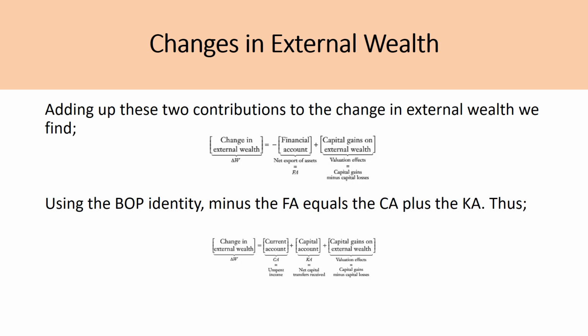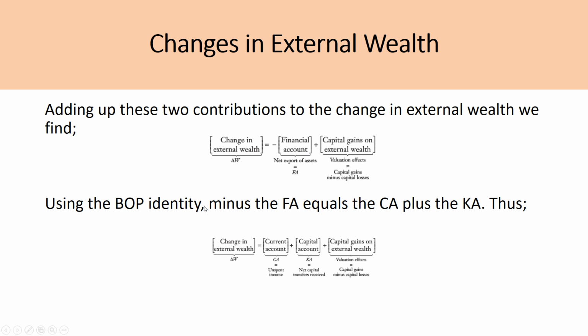Essentially, we can calculate the change in external wealth as negative the financial account. For our financial account, it was $100,000 and we had no capital gains. So the change between the two periods was $100,000. It fell by $100,000, and that makes sense: the financial account was positive $100,000, we had a negative in front of that, and so external wealth fell by $100,000.